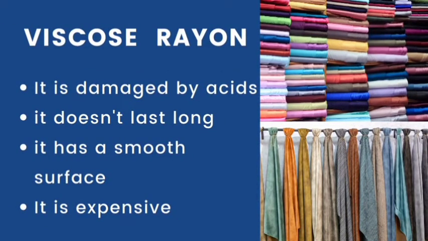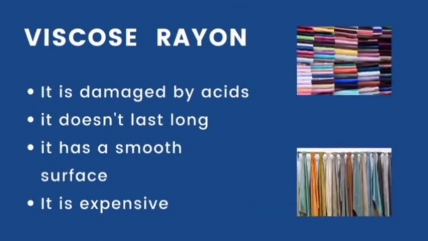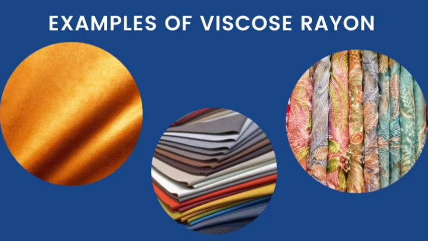Now, let's discuss cellulose-based fibers. These are made from vegetable source, for example, wood pulps, cotton linters. Example is viscose rayon, and it has the following characteristics. It is expensive, it has a smooth surface, it doesn't last long, it is damaged by acid, and it is absorbent. Examples of viscose rayon include your taffeta, your velvet, your brocade. All these materials are very expensive to get.